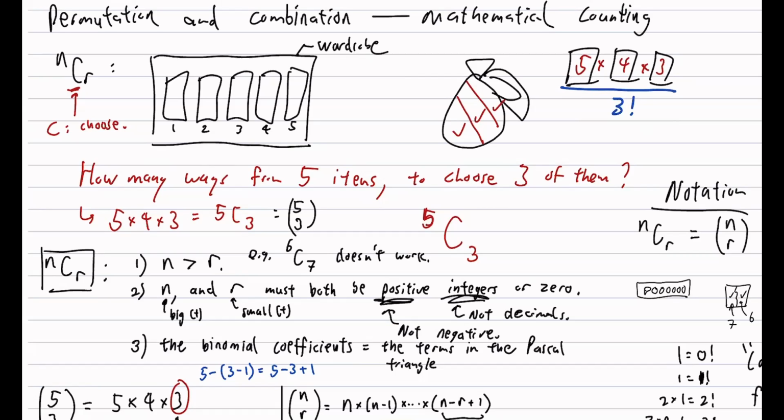Why divide by 3 factorial? Because each unique way of picking the items, let's say you pick a 1, a 4, or 5, you can arrange it in 3 factorial ways. It can be 145, 154, 415, 451, or 514, 541. If you represent this, which is 3 times 2 times 1, this is actually 6 ways.